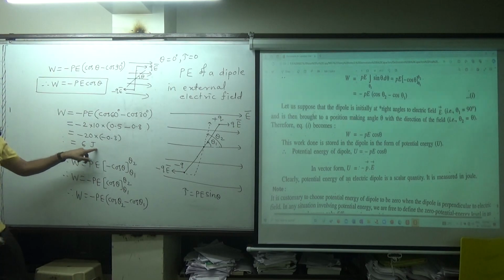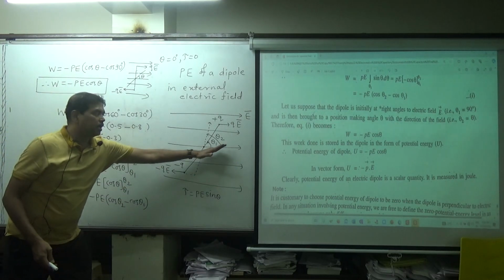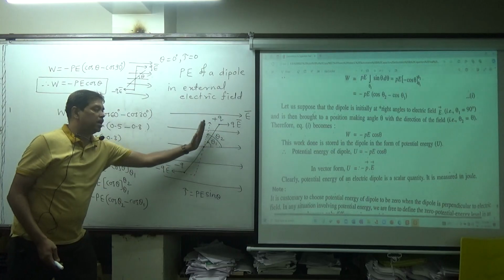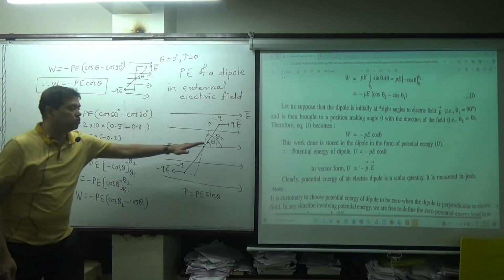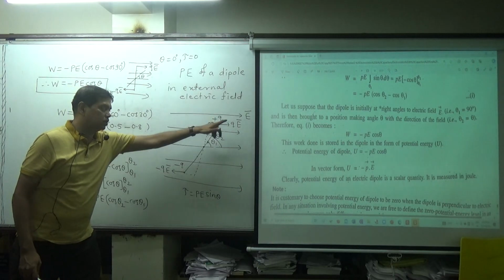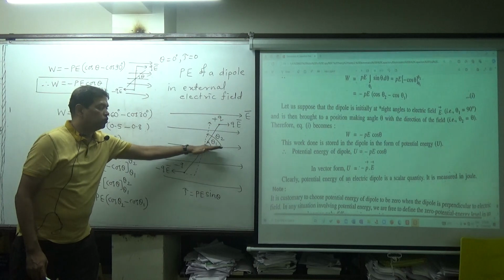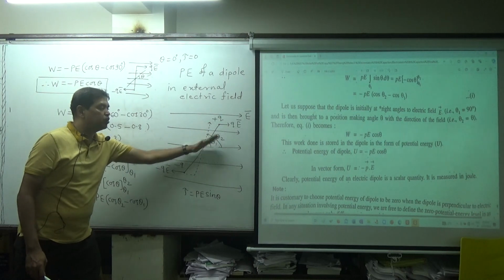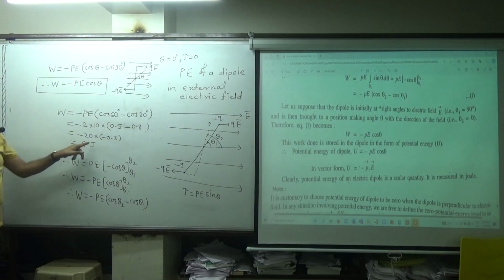Positive क्यों आया? Because you rotated it from 30 to 60. That is against the direction of field. तो तुम्हारा आंसर पॉजिटिव आया. Against the direction मतलब against the torque of the field, not direction of the field. Properly speaking, against the torque of the field किया, तो तुमने external torque लगाया, so work has come positive.